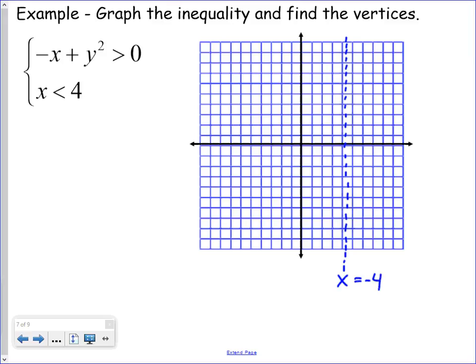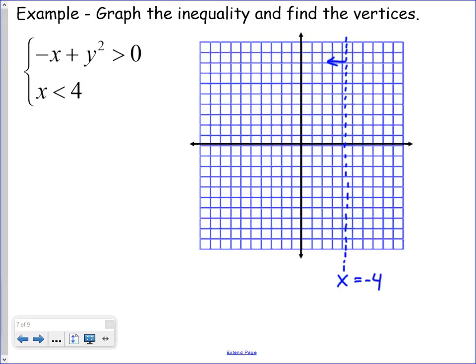And then in which direction would you shade? To the left. You would shade to the left. Now, smartboard shading is pretty terrible, so I'm just going to point to the left for right now. So we've marked that. We would be shading all to the left.